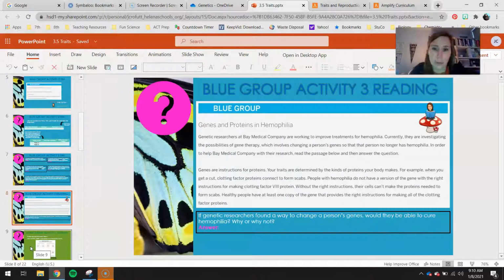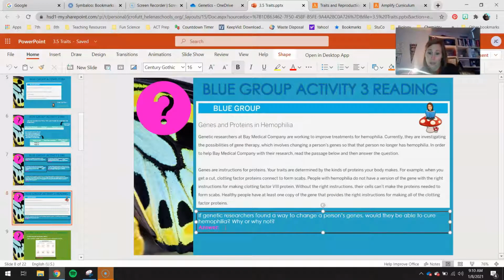All right, final activity for you guys, Blue Group, is your reading. So I want you guys to read this little blurb on genes and proteins in hemophilia and then answer this question. If genetic researchers found a way to change a person's genes, would they be able to cure hemophilia? Why or why not? So where you see the pink answer, go ahead and tell me, yeah, I think they'd be able to cure hemophilia, or no, and then explain why.